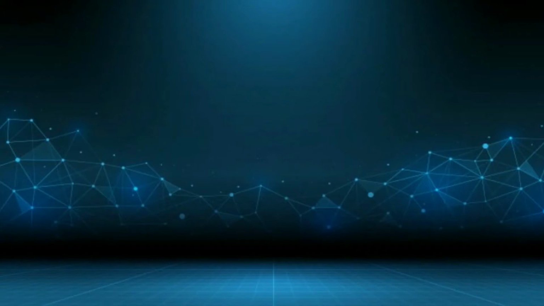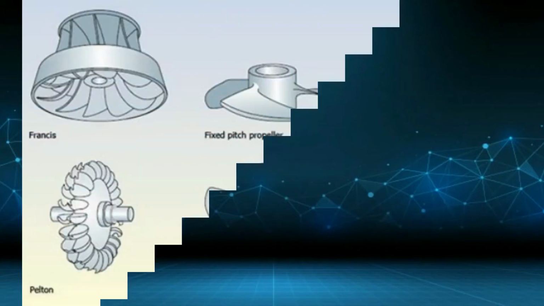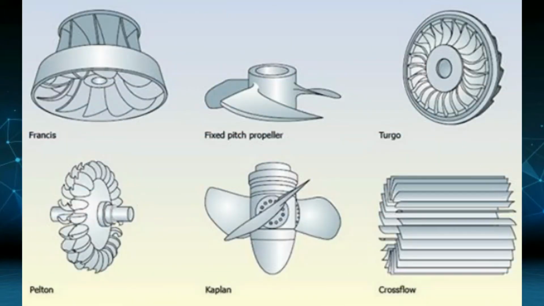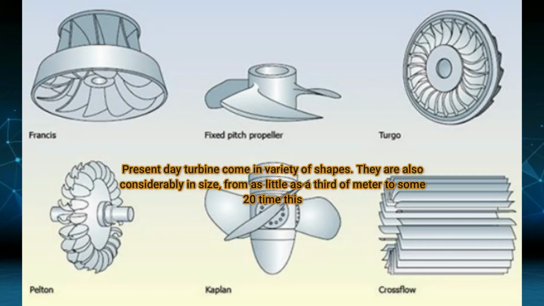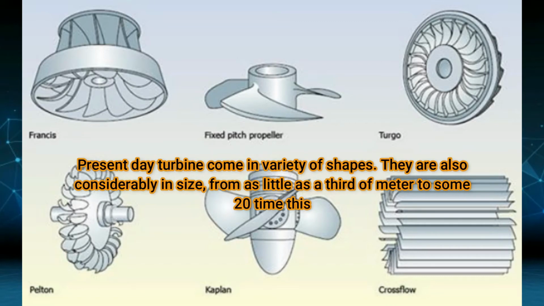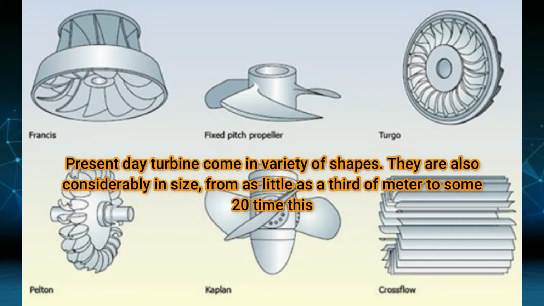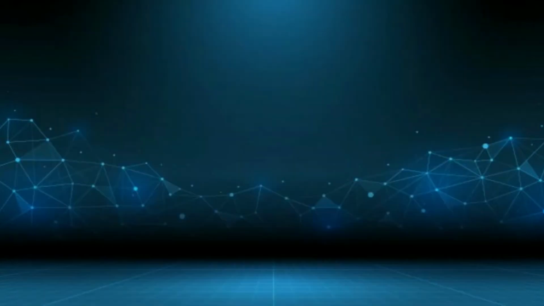There are six types of turbine: Francis, fixed pitch propeller, Turgo, Pelton, Kaplan, and Crossflow. All of them are turbines, but they come in a variety of shapes. They also vary considerably in size, from as little as a third of a meter to some 20 times this.